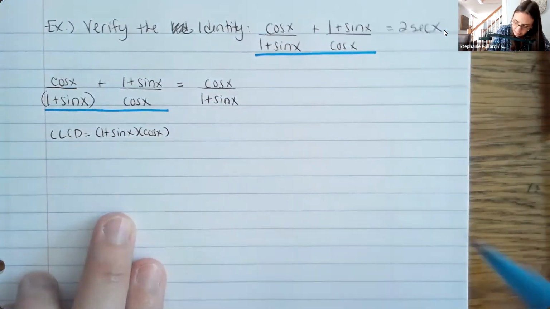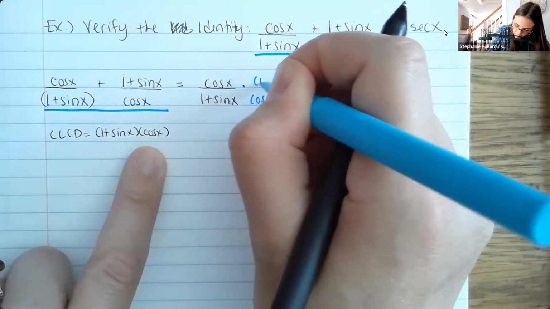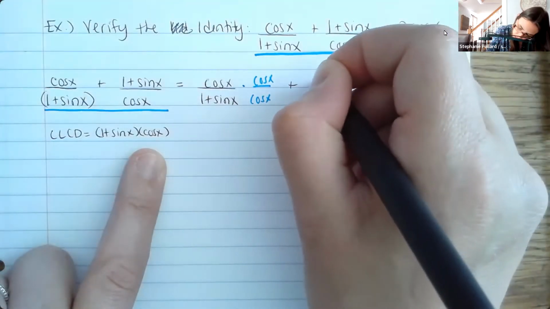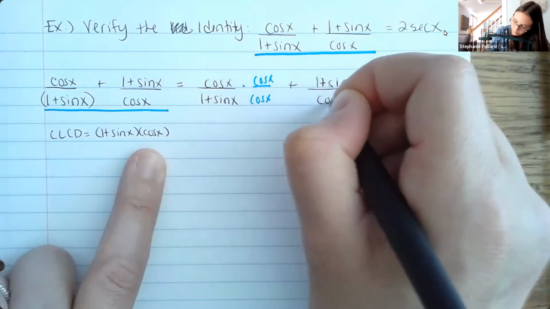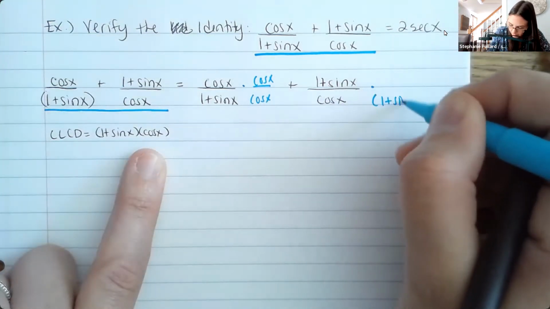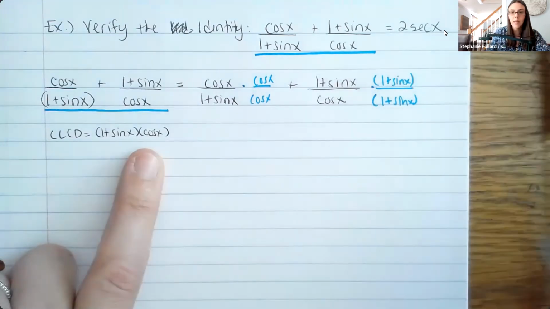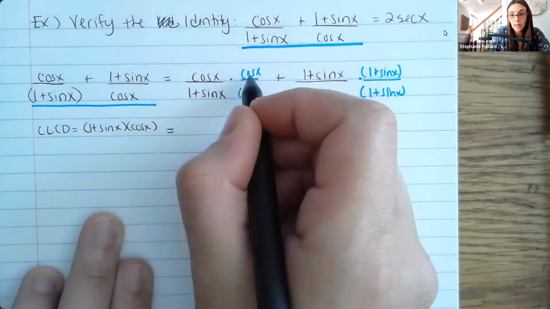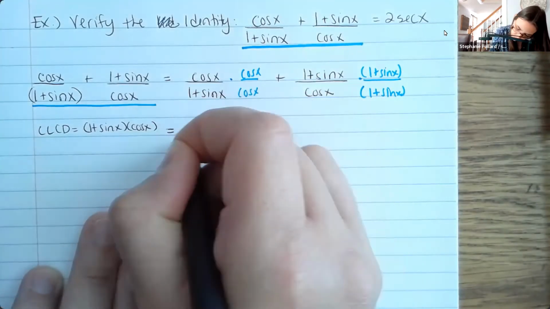So for my first piece, I'm missing the cosine. So I'm going to multiply by cosine x over cosine x. And then for the second piece, I'm missing the 1 plus sine x. And I'm going to go ahead and simplify this. So here, cosine times cosine is cosine squared, so cosine squared x.